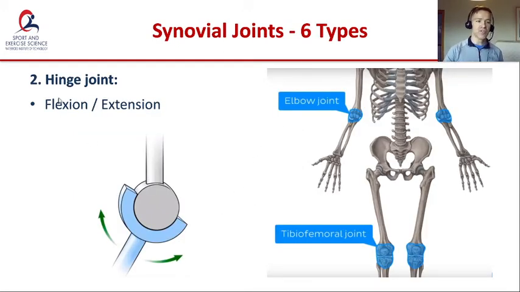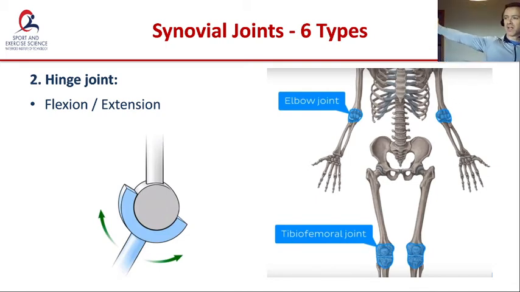Synovial joint number 2 is a hinge joint. It's a much more simple type of joint than the ball and socket joint. It only allows for two different types of movements, flexion and extension. So the two main types of hinge joints in our body are our elbow and our knee joints. Our elbow joint in the image there is just called our elbow joint, and here we've got the fancy name tibiofemoral joint, where our tibia meets our femur. We have our knee joint, our tibiofemoral joints, and they allow flexion and extension.